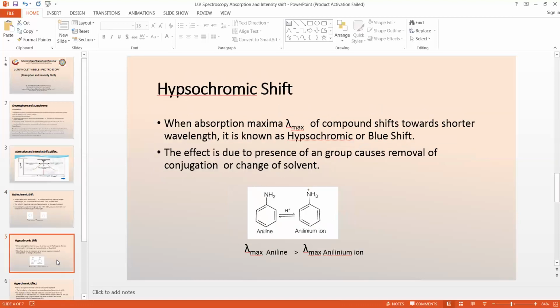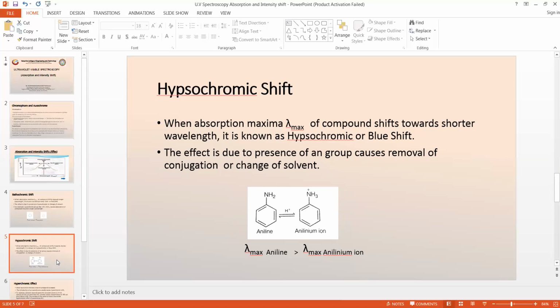Now come to the hypsochromic effect or shift. When the absorption maxima of a compound shifts towards shorter wavelength, then it is known as hypsochromic or blue shift. And this effect is due to the presence of any group which causes removal of conjugation, or a change of solvent. What does it mean? It means when there is a break in the conjugation or a change in solvent, the lambda max value decreases. That is called the hypsochromic effect or shift.